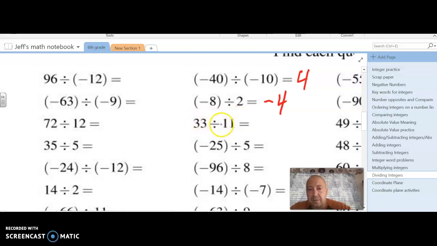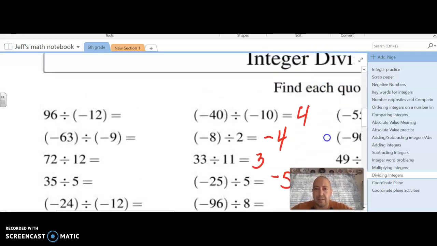Obviously, positive 33 divided by 11 is just 3. Then we have negative 25 divided by 5. A negative divided by a positive gives me a negative answer. So again, if you're dividing by two negatives, our answer comes out to positive. If we're dividing by only one negative, your answer comes out to a negative answer. If we're dividing by two positives, your answer is going to come out to a positive answer.